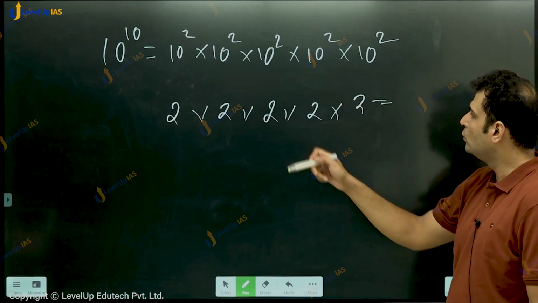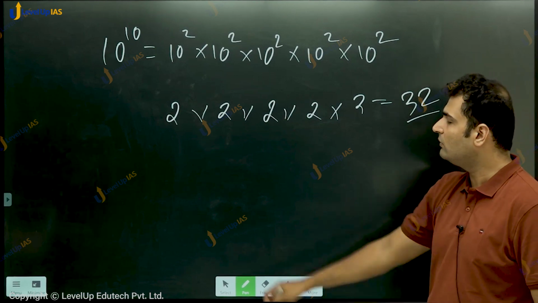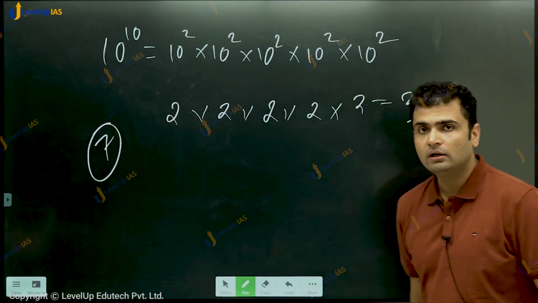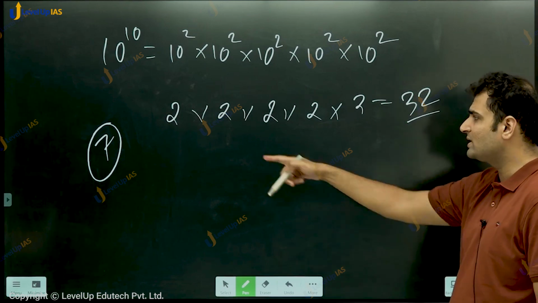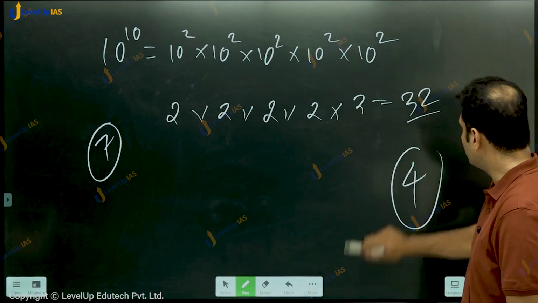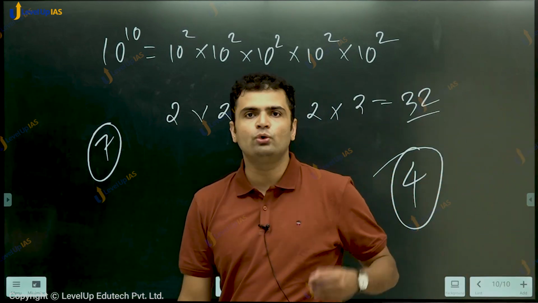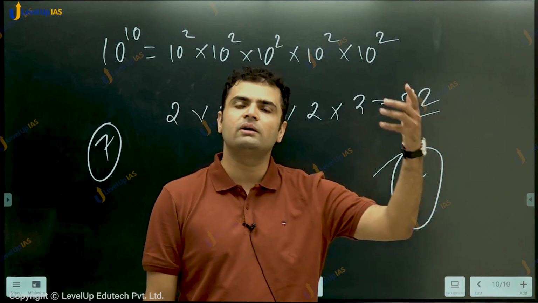ये क्या है? 2 into 2, 5 times, which is 32. Remainder is 32. But we are dividing by 7 na. So 32 cannot be remainder. Remainder has to be less than 7. So again divide this 32 by 7. What is the remainder? 7 4s are 28 plus 4. Remainder is 4. So from Sunday you go 4 ahead. Monday, Tuesday, Wednesday, Thursday. Thursday was the answer.